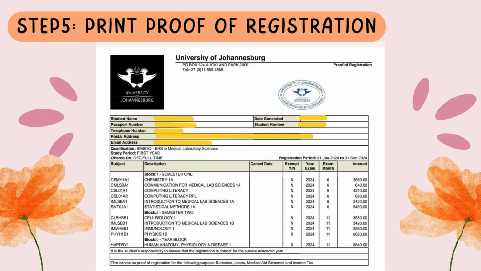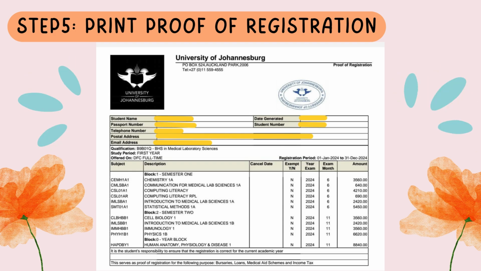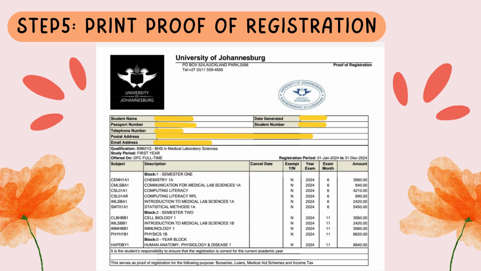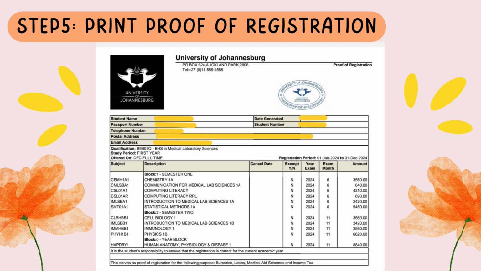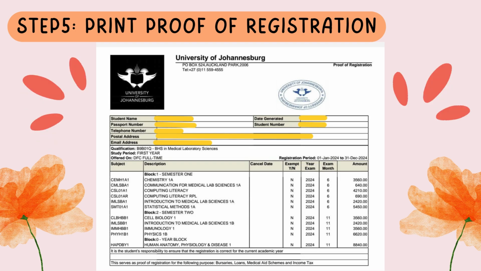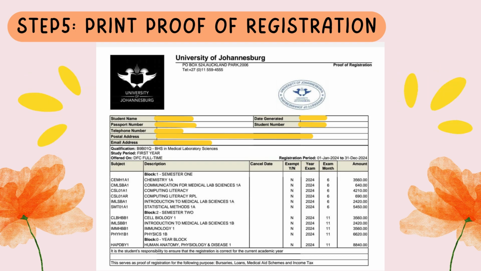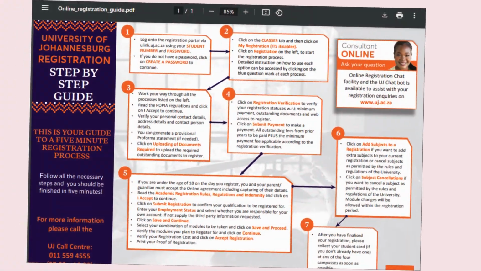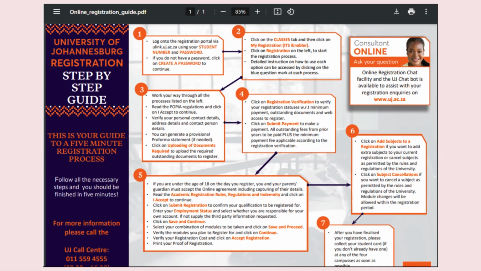You will need this when you go and collect your student card so that they may grant you access to the campus, and also the people who are working at the student card issuing center will need to see this proof of registration as well. The University of Johannesburg does have a step-by-step guide on how to register, and this can be found on their website if you wish to see it or read it through, or you could pause the video and just take a quick look at the steps.